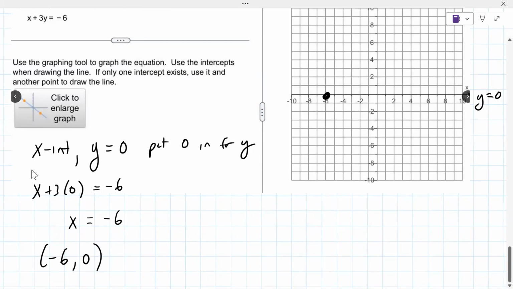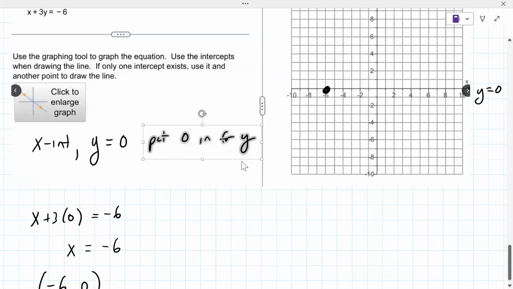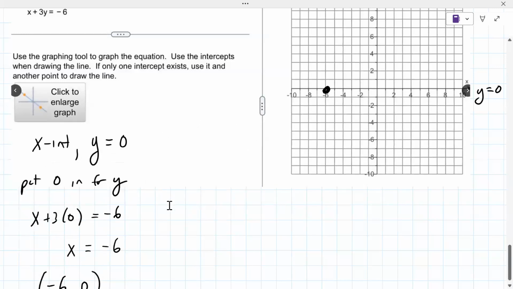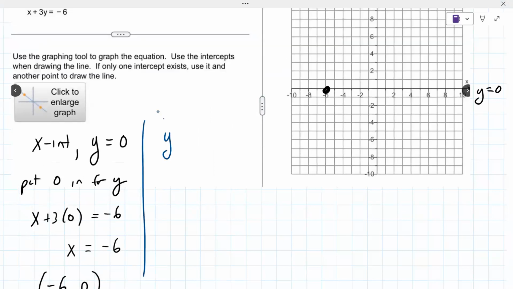Let me just reframe this a little so that I have room for the other one. Okay, now we're going to do the y-intercept. The y-intercept is when x equals 0. So this is where you as the student have to figure out how you're going to remember this. Because x-intercept means y is 0, y-intercept means x is 0. It's easy to mix them up. You're going to put 0 in for x.